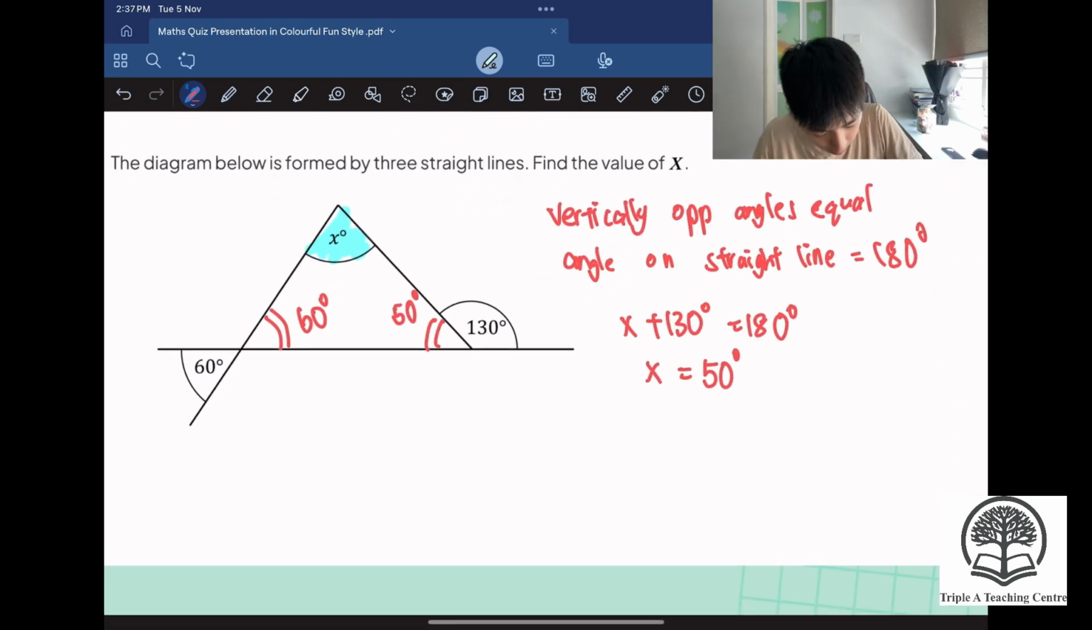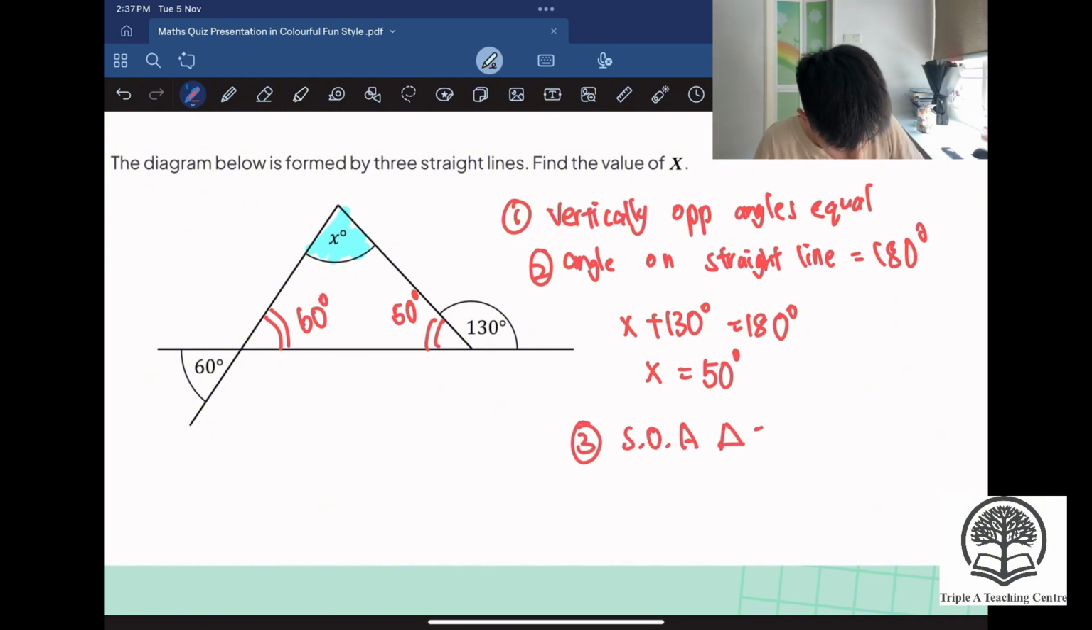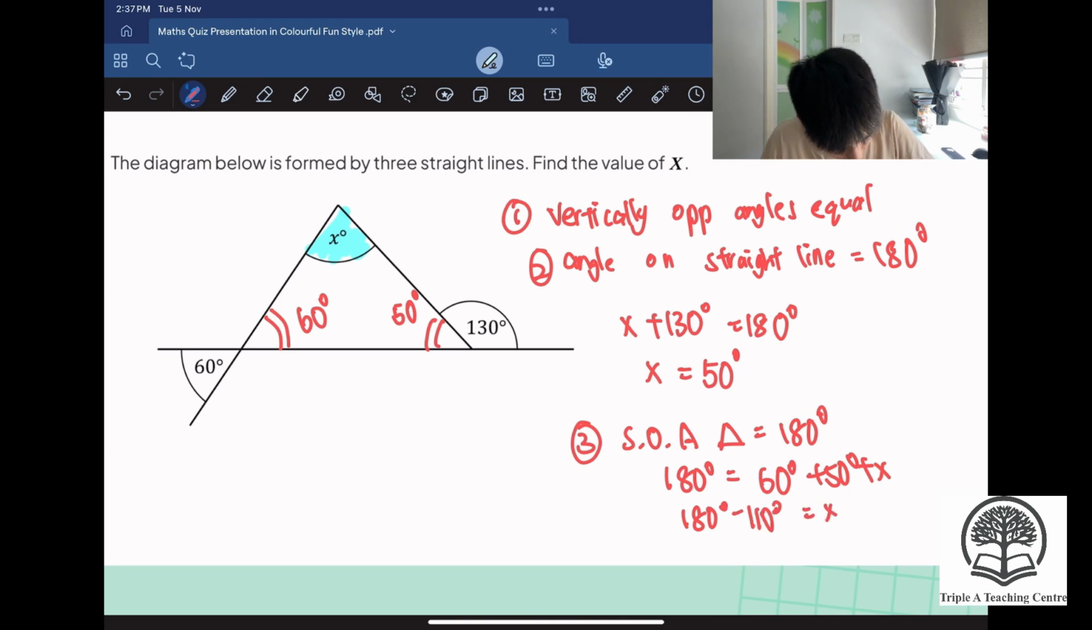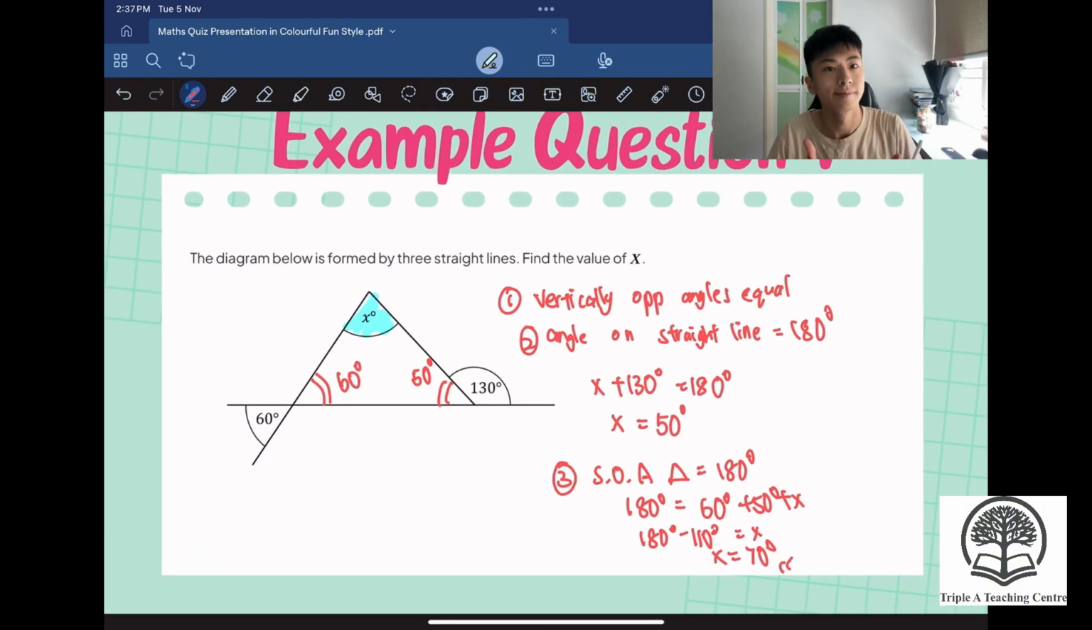Okay, we also know that the sum of angles in a triangle equals 180 degrees. So 180 degrees will be equal to 60 plus 50 plus x. So we know that x will be equal to 70 degrees. Alright, so that should be your answer.